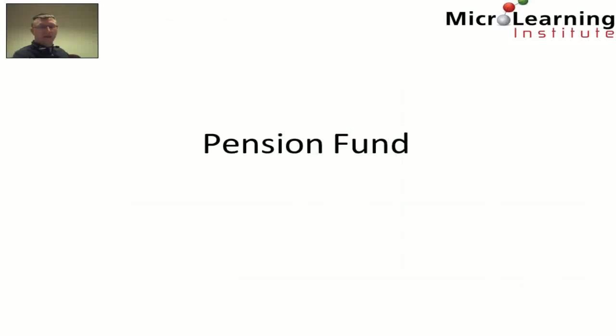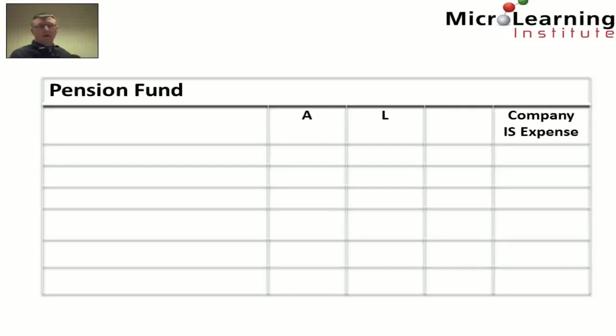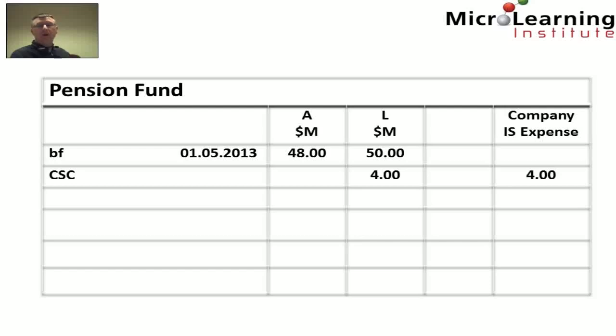Next up, let's look at the treatment of the pension fund. We are told that the opening assets and liabilities of the pension fund on the 1st of May 2013 are $48 million and $50 million respectively. We're told that the current service cost is $4 million. Now this current service cost is treated as an addition to the liabilities of the fund and is also recognized as an expense in the P&L in the period.